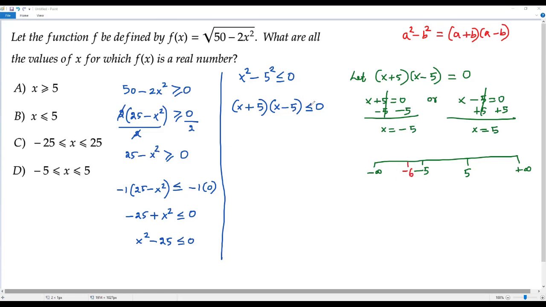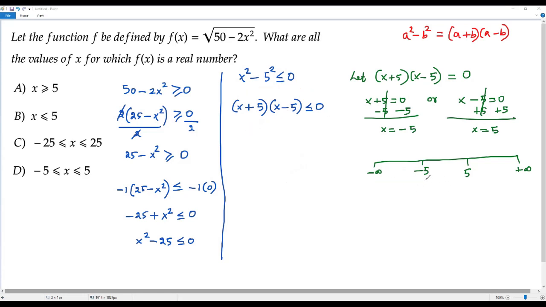When I plug in x equals negative 6 in this interval, what will happen? Negative 6 plus 5 will become negative 1, this factor, I mean this binomial. When I plug in negative 6 over here, negative 6 minus 5 will become negative 11, less than or equal to 0. When I multiply negative 1 and negative 11, I am getting positive 11 less than or equal to 0. We cannot accept this because it's a false statement. A positive value less than or equal to 0 is not true. So the value I took in the first interval between negative infinity and negative 5 does not satisfy this inequality.